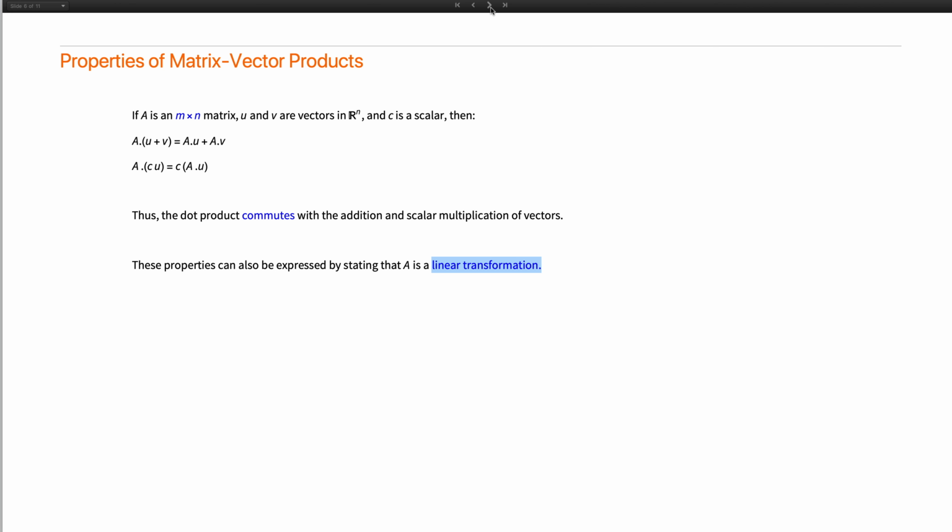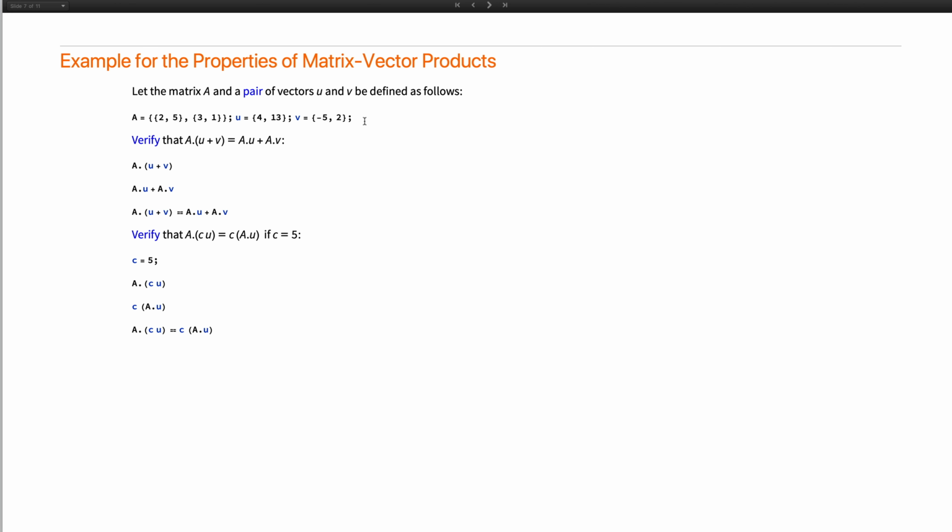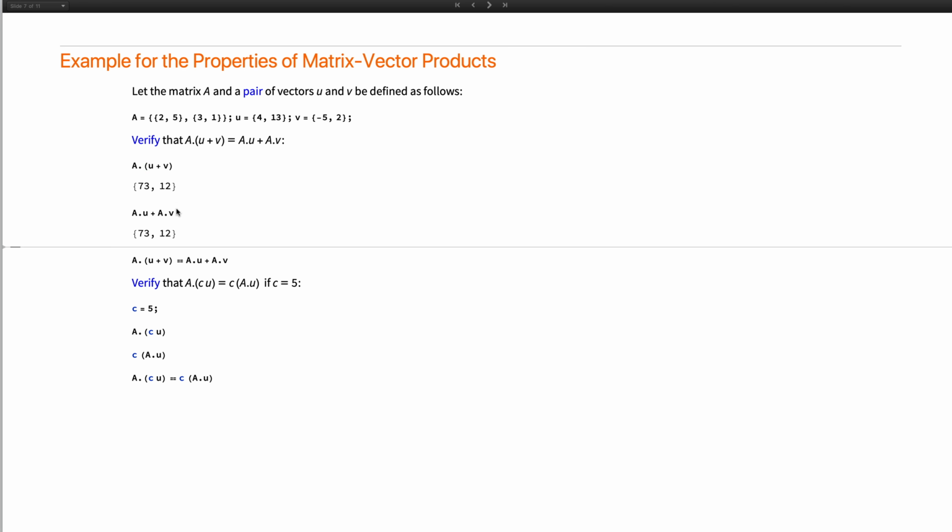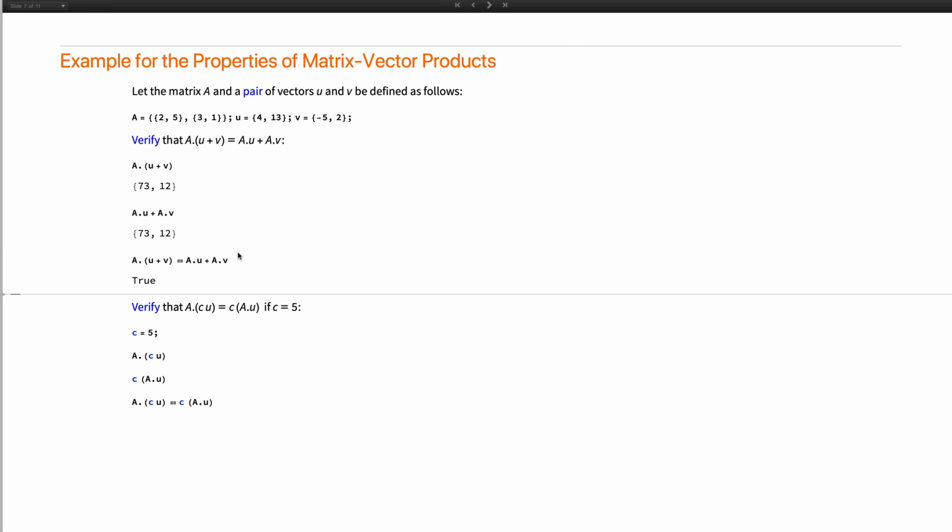Okay, so let's verify these properties in an example. Here is a matrix A and a pair of vectors u and v. Let's check that if you do A dot (u plus v) and you do A dot u plus A dot v, you get just the same answer, and you can check that with the double equal sign, you get back True.